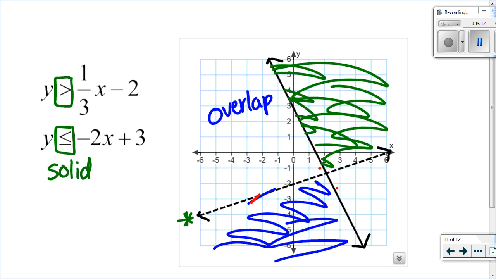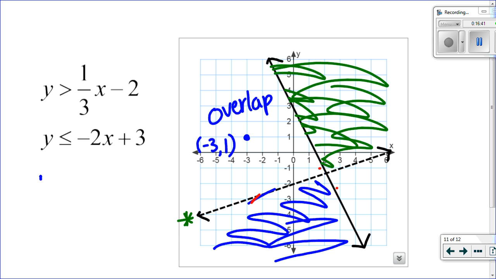Let's pick a point in that overlap. This is a really good way to check, to make sure that you have a region that actually includes the solutions. So my point is negative 3, 1. I'm going to go ahead and substitute that into my top inequality. I keep wanting to say equation. Into my top inequality to see if that works.